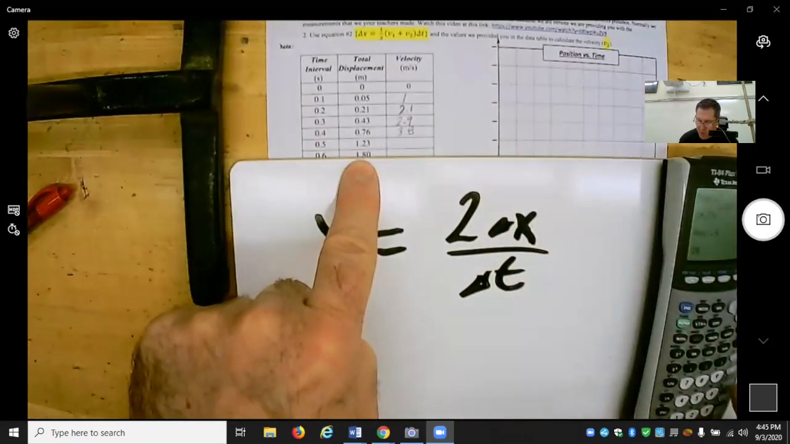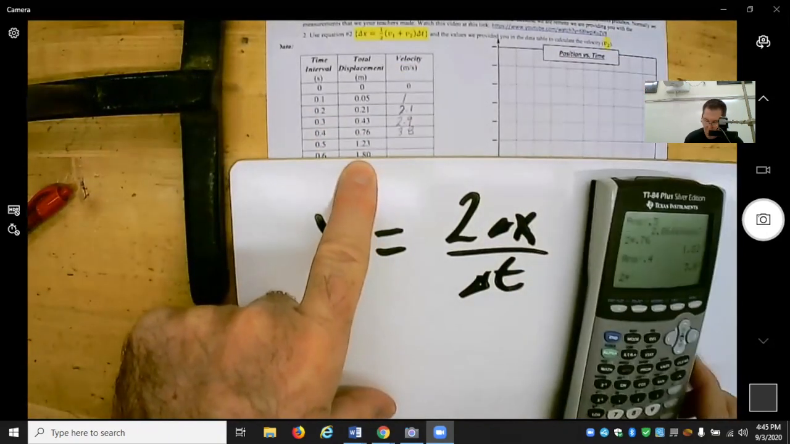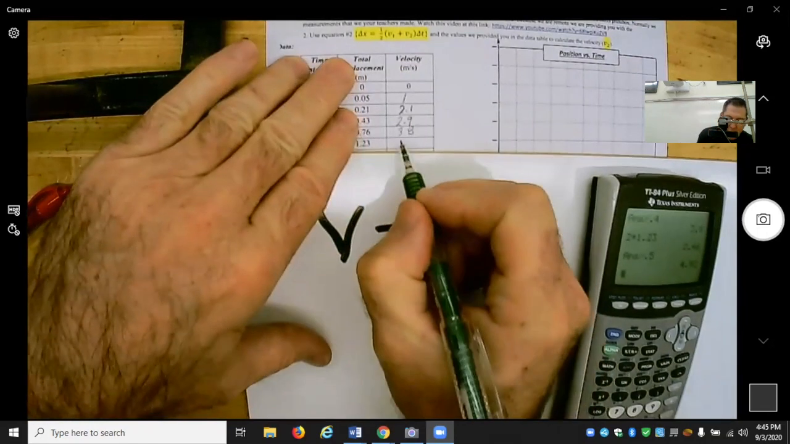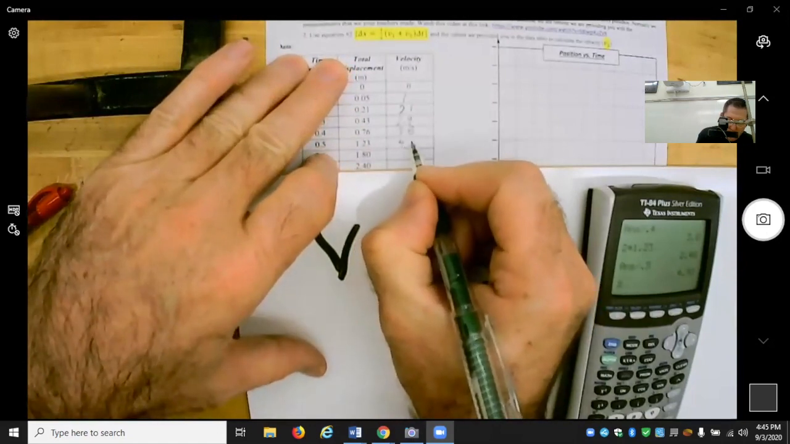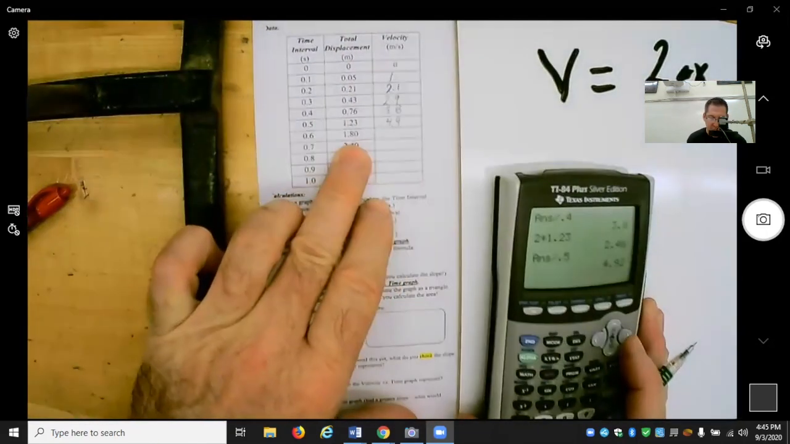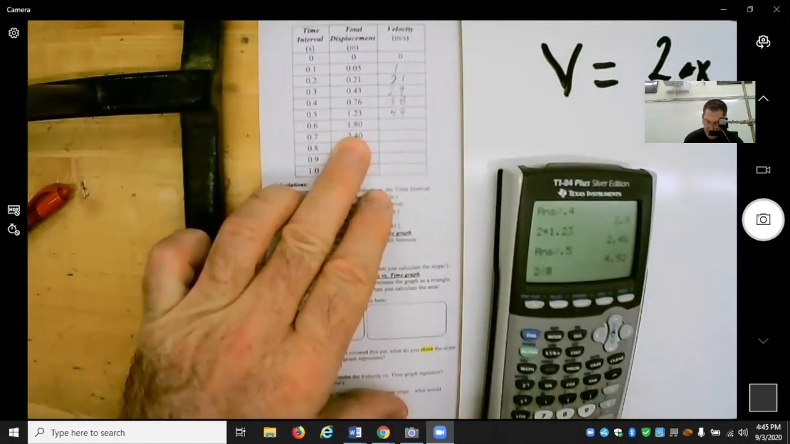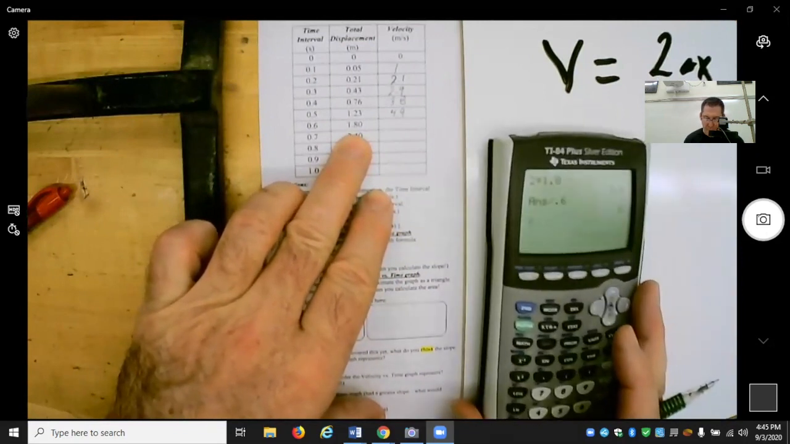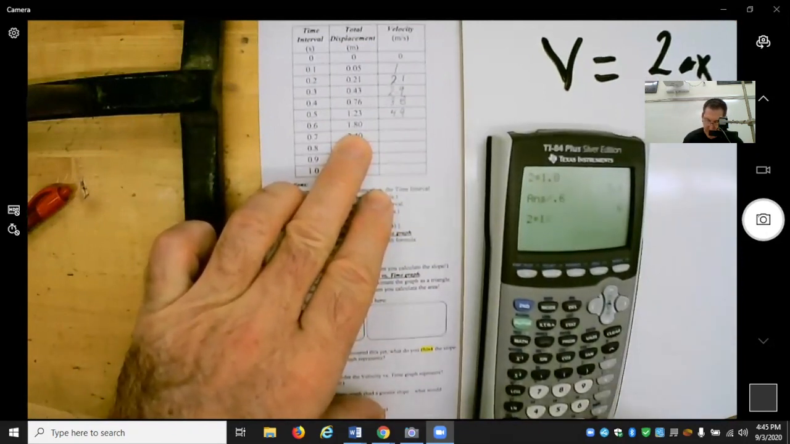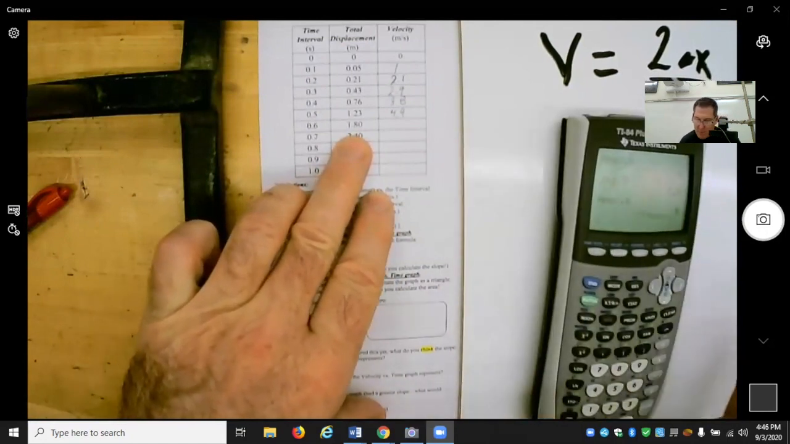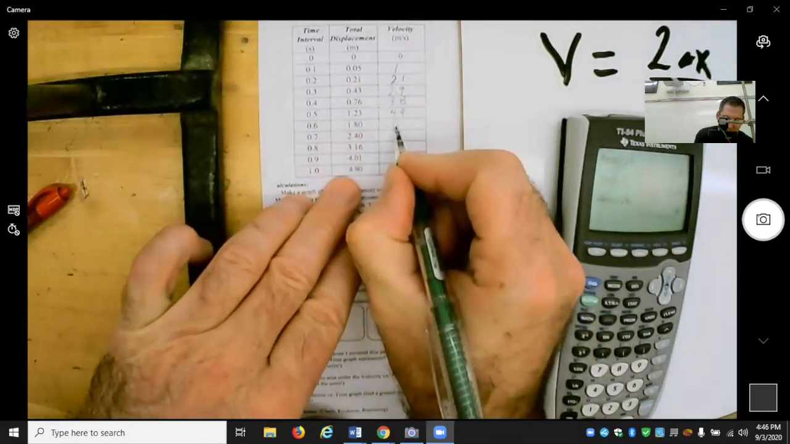All right, here we go. 2 times 1.23 divided by 0.5, 4.92. So I'm just going to go 4.9. So I'm going to do them now for the remainder. Same thing. So 2 times 1.8 divided by 0.6. Oops, sorry. 2 times 1.8 divided by 0.6. I get 6 meters per second.